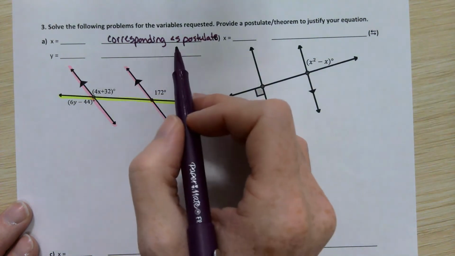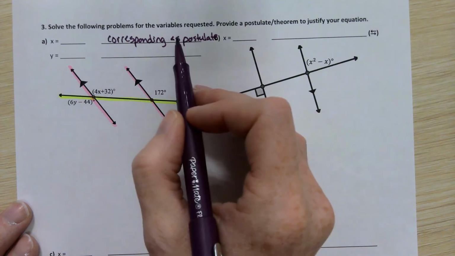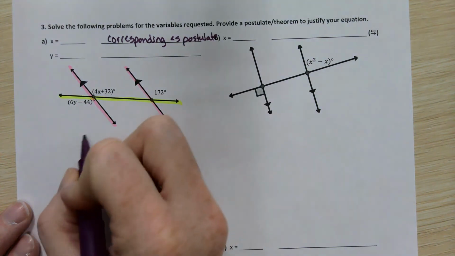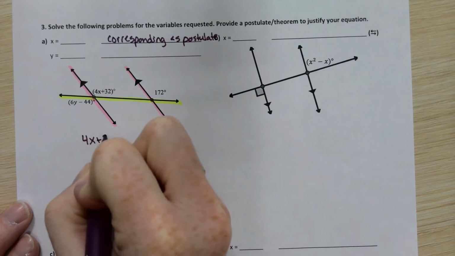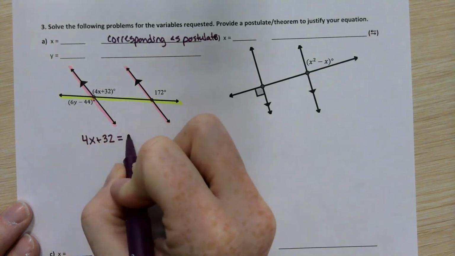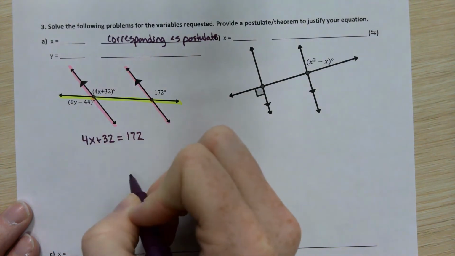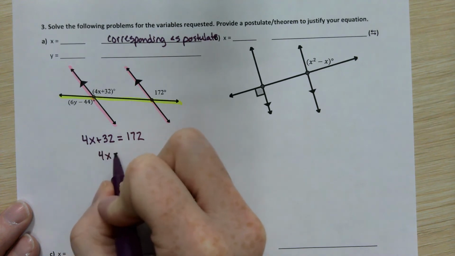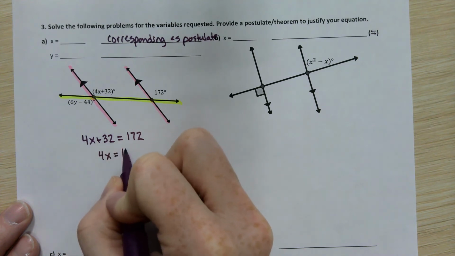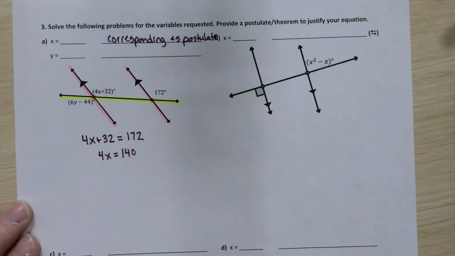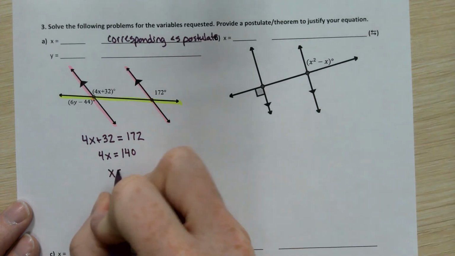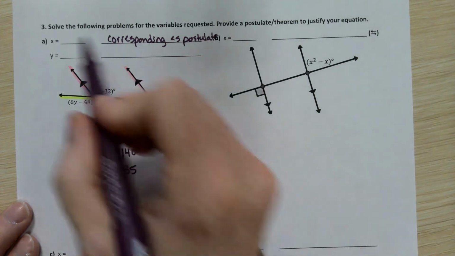And so that corresponding angles postulate, I just abbreviated angles since that blank was kind of short, tells me that those angles should be equal to each other. So 4x plus 32 equals 172. We're going to subtract that 32 from both sides to get 140. And then 140 divided by 4 to finish it out is going to give us our x value of 35.